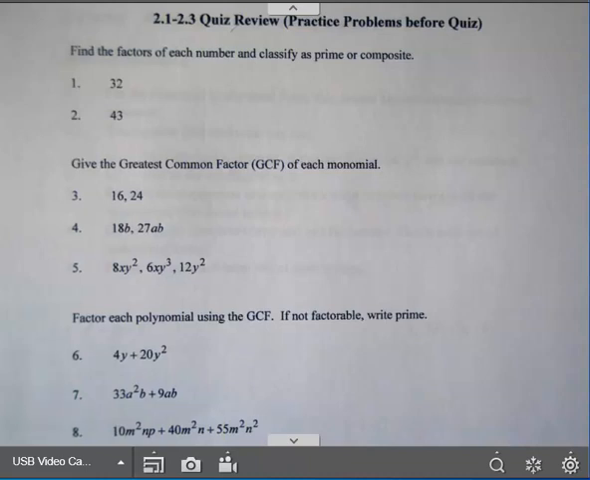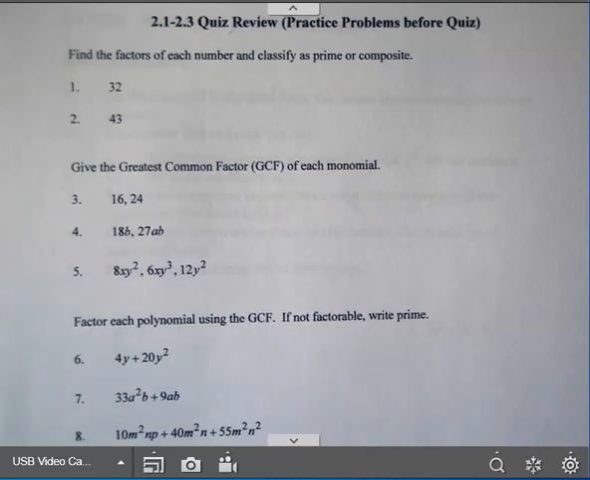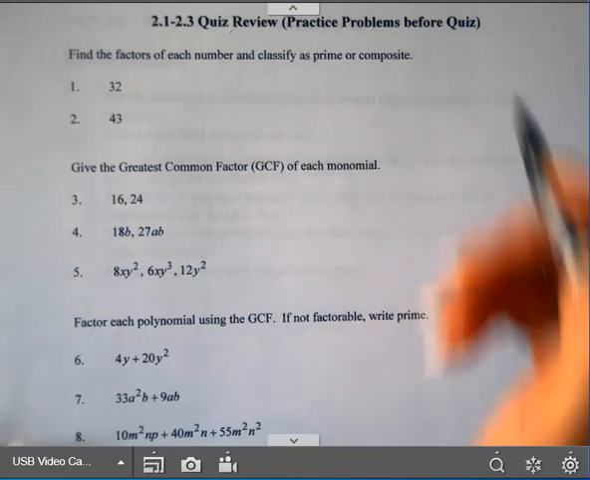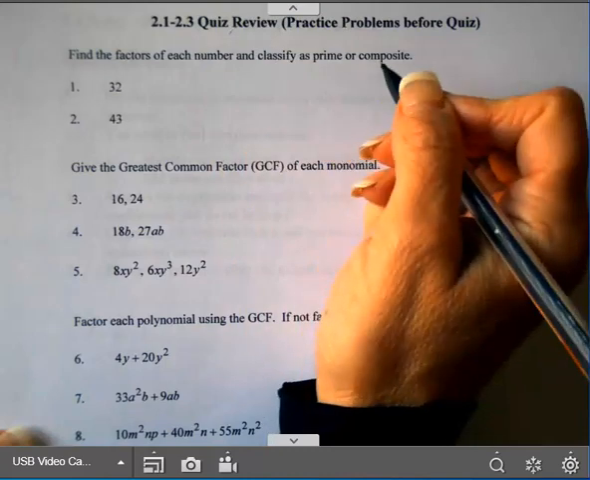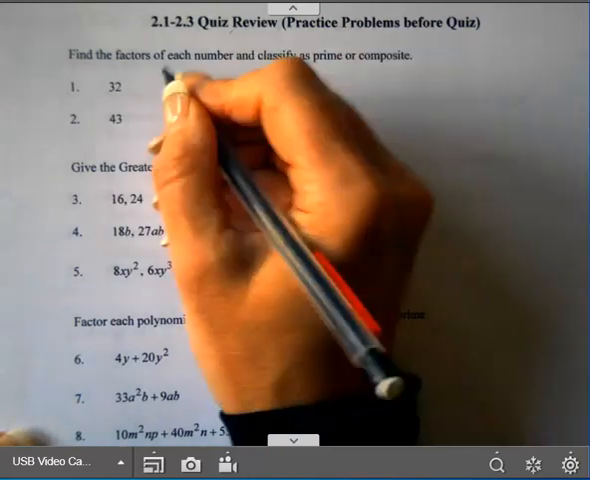We're going to recap the last few days of notes prior to taking your quiz. So this is just a review. Find the factors of each number and classify as prime or composite.